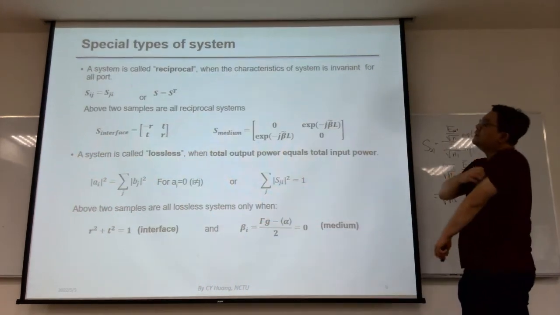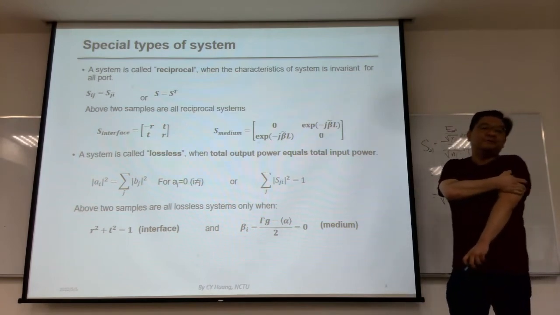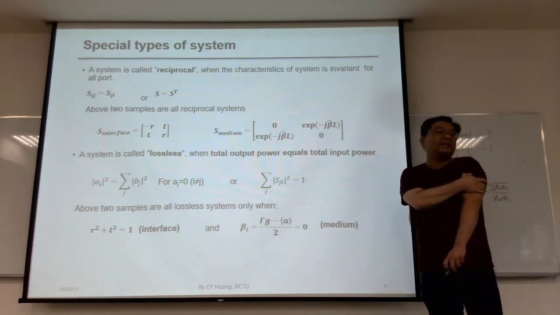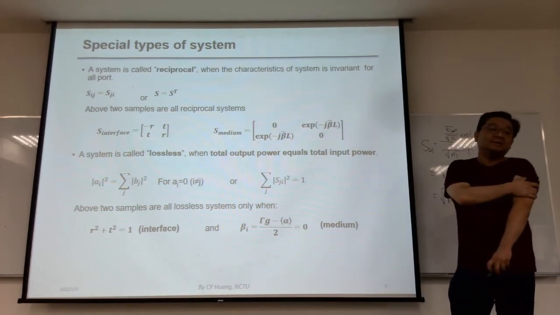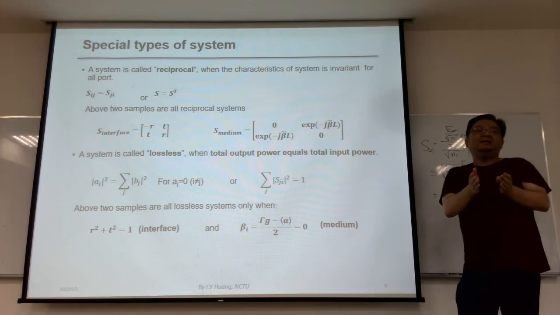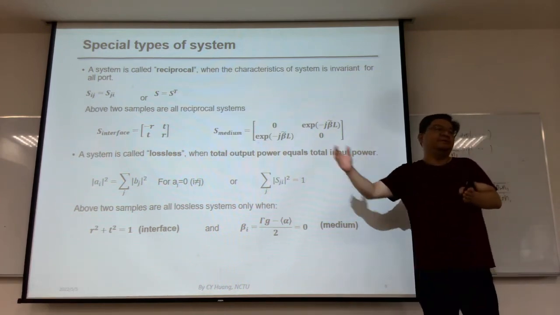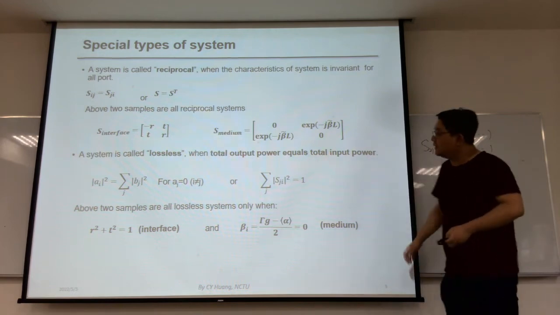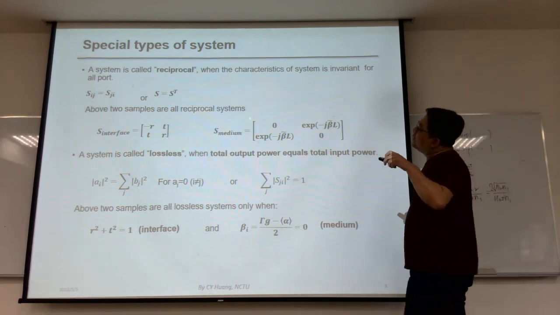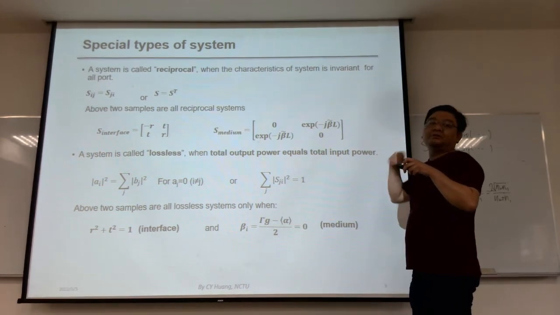Okay, so actually these two are good enough for all the cases we will encounter in this class. All of them are just combining the interface and the bulk interface, then you can do a multi-layer. Alright, so there are some definitions of the system.